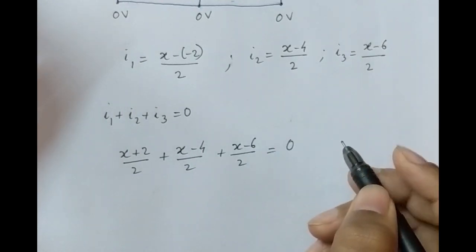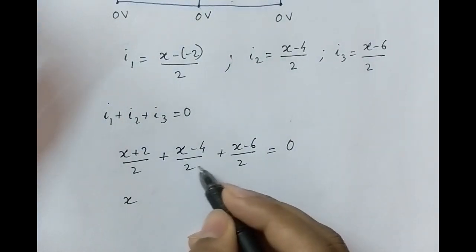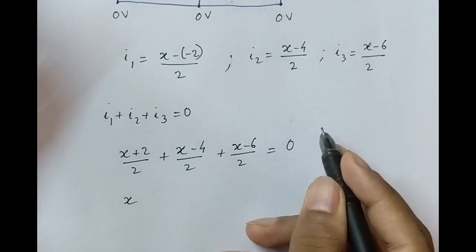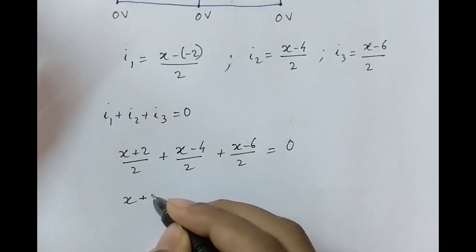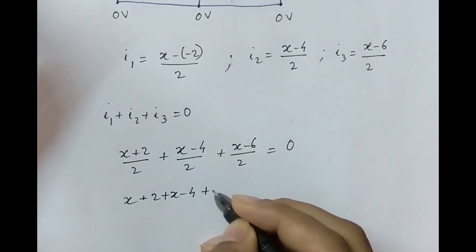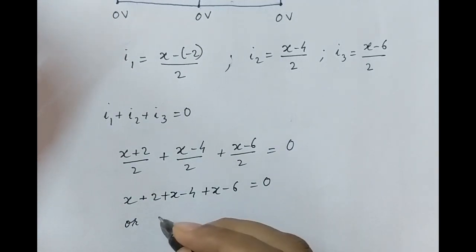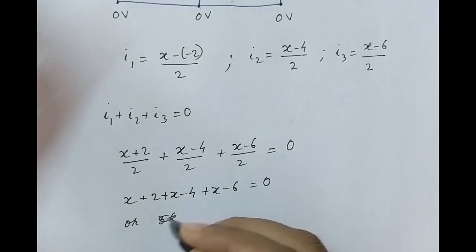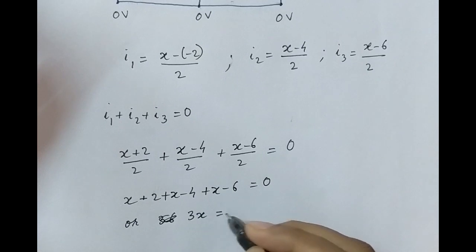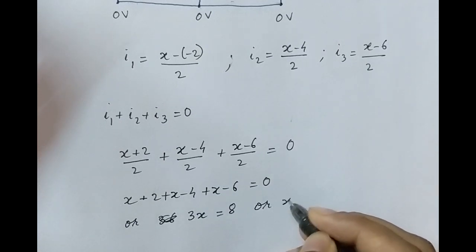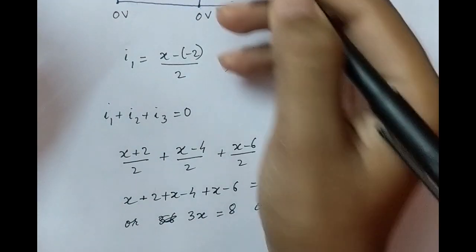They all add up to give me 0. So I can find x from here. X is equal to, you can take divided by 2 common and multiply it off with 0. So you have x plus 2 plus x minus 4 plus x minus 6 is equal to 0, or 3x minus 8 is equal to 0, so 3x is equal to 8, or x is equal to 8 by 3. This is my potential we got at this point.